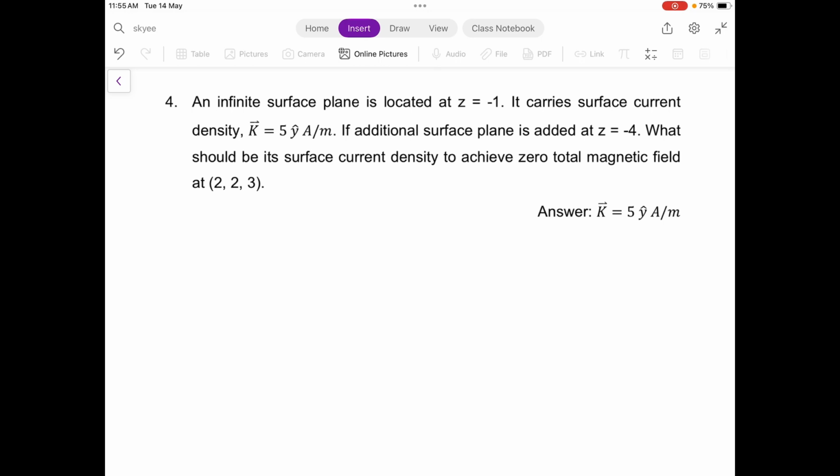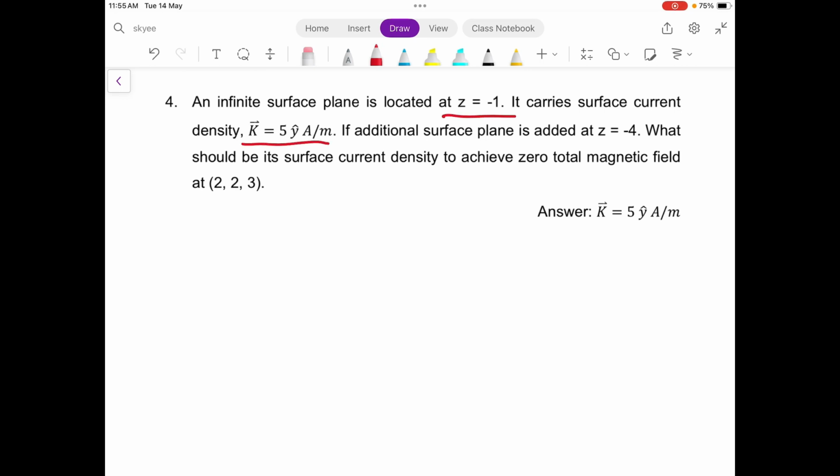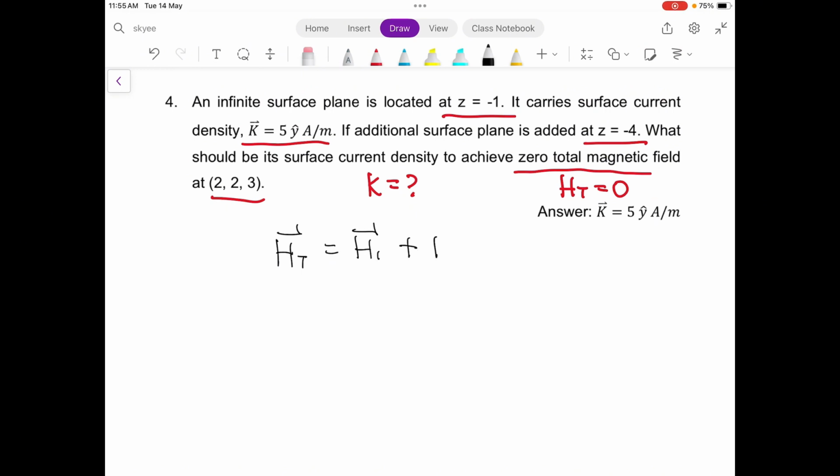Now an infinite surface plane is located at the position z equals 1. You have a surface z equals 1, so k is equal to 5y. Now you want to add an additional surface plane at the position z equals -4. What should be its surface current density? They are asking what should be k to achieve zero total magnetic field at the position (2, 2, 3). So H total should be 0. Since you have two planes, your H total will be the summation of H from the first plane added together with H from the second plane. Now they want H total to be 0, so it means that H1 should be the negative of H2. So this is the concept.